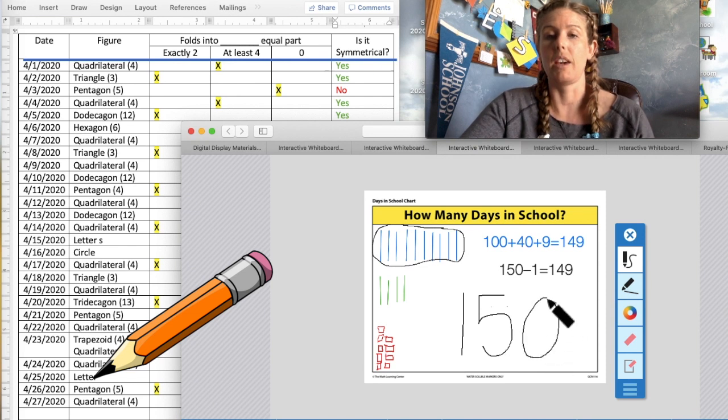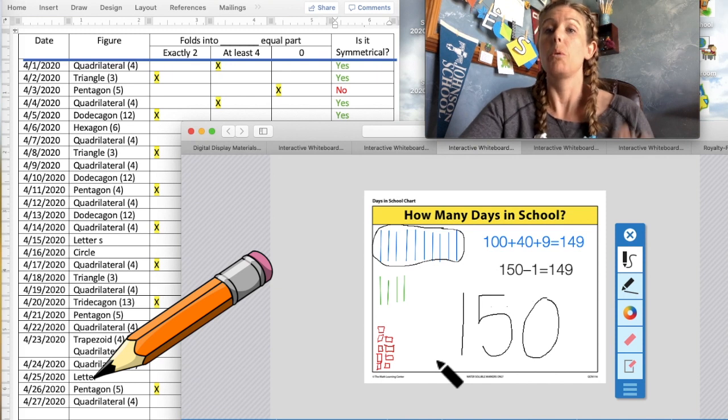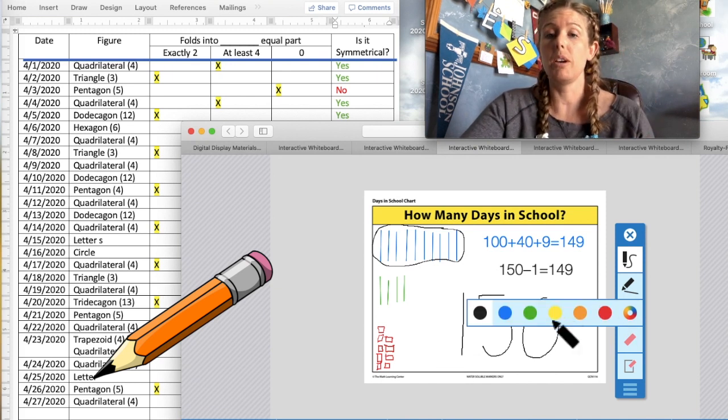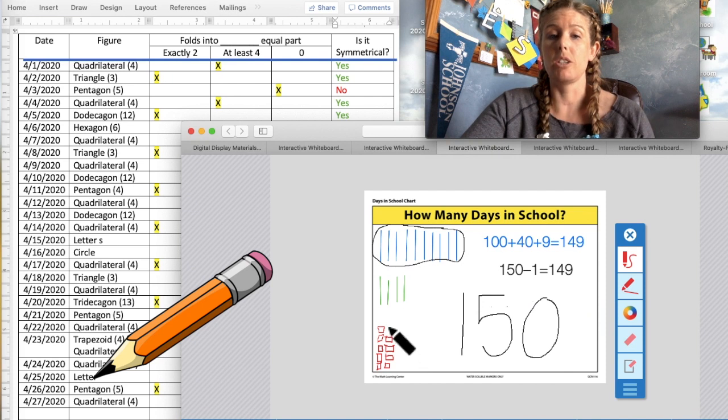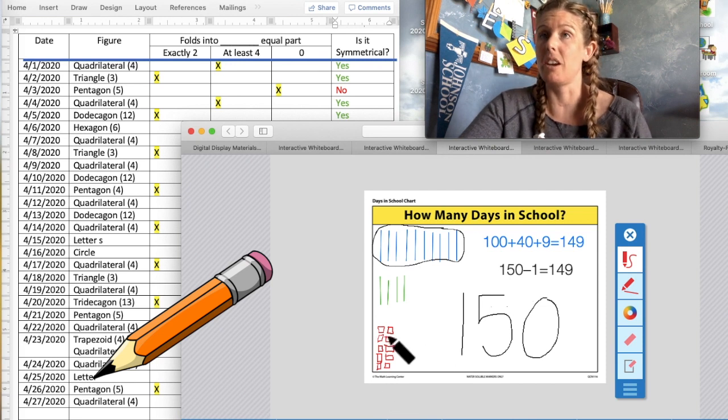150. Okay. Now over here on our picture, we do have 10 tens for 100. We had 4 tens for 40, and we had 9 ones for 9. So what do we need to change? I hear a lot of students saying we need to add a 1s. So let's go ahead, change to red, and we need to add another 1s. So we do have 10 ones here. But as I recall, we can trade these in for a long.